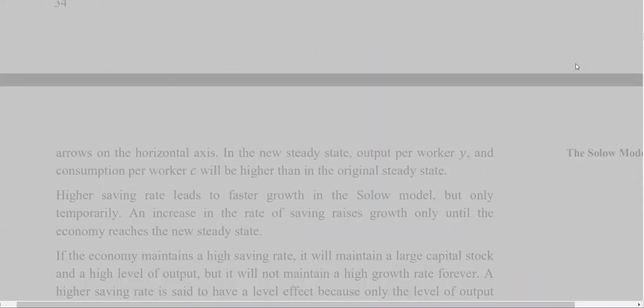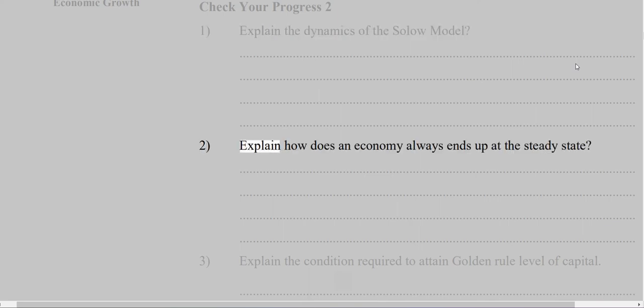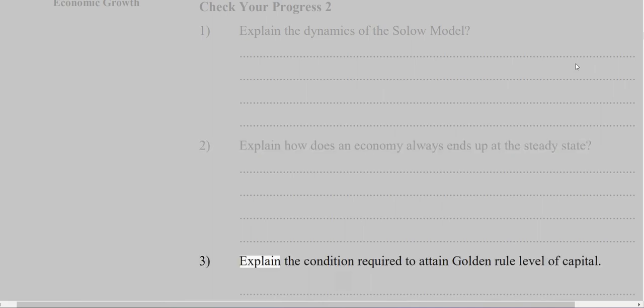Economic growth, check your progress 2. 1. Explain the dynamics of the Solow model. 2. Explain how an economy always ends up at the steady state. 3. Explain the condition required to attain the golden rule level of capital.